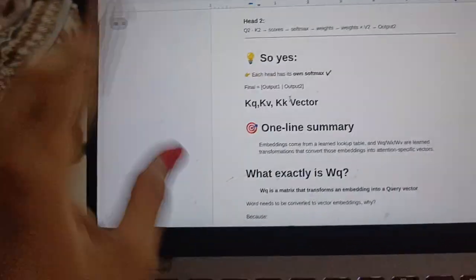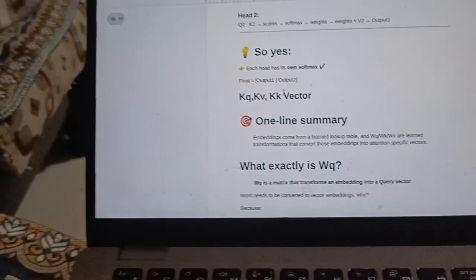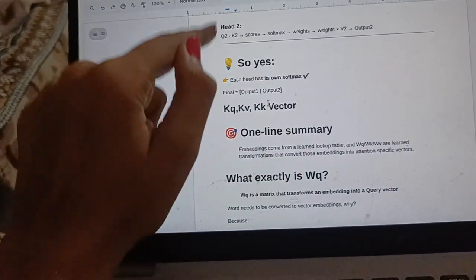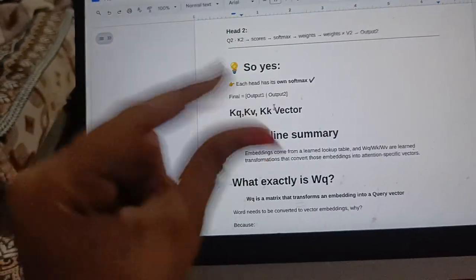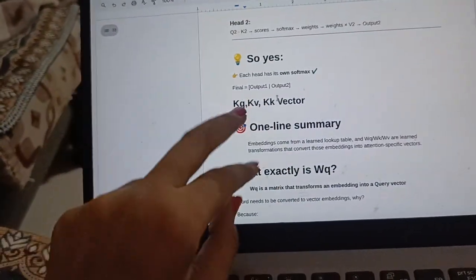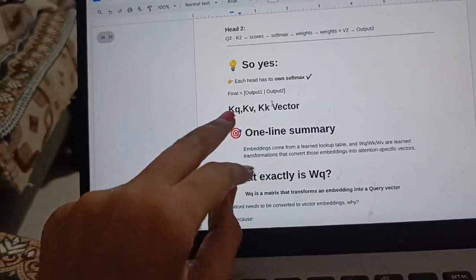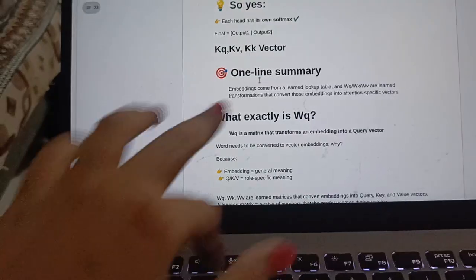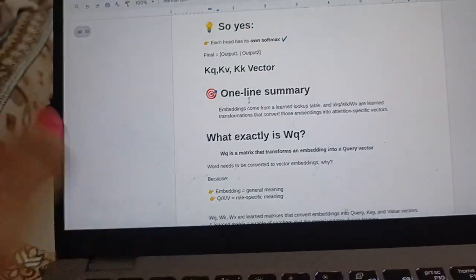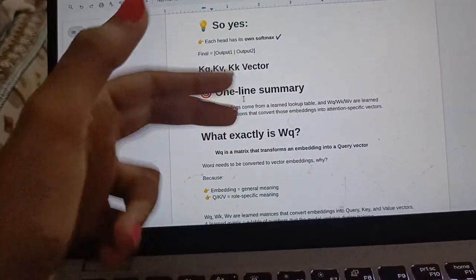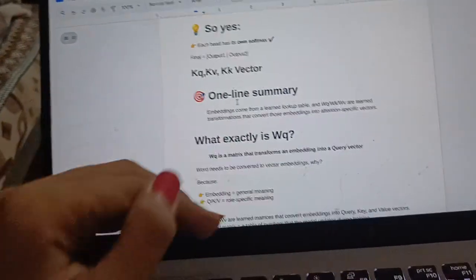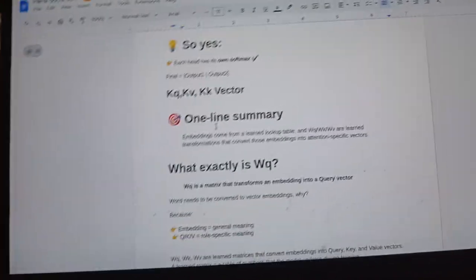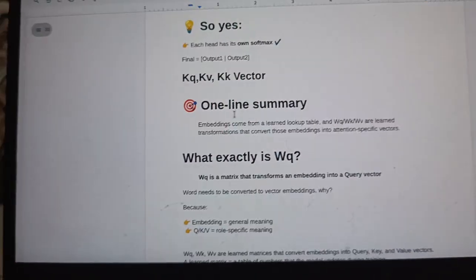Now this all depends on, for example, this is a vector like a query. So how can I get a Q value, like a query? The query is computed using the matrices WQ, WK and WV. Embeddings come from a learned lookup table. And WQ, WK are learned transformations that convert those embeddings into attention-specific vectors. So what does that mean?